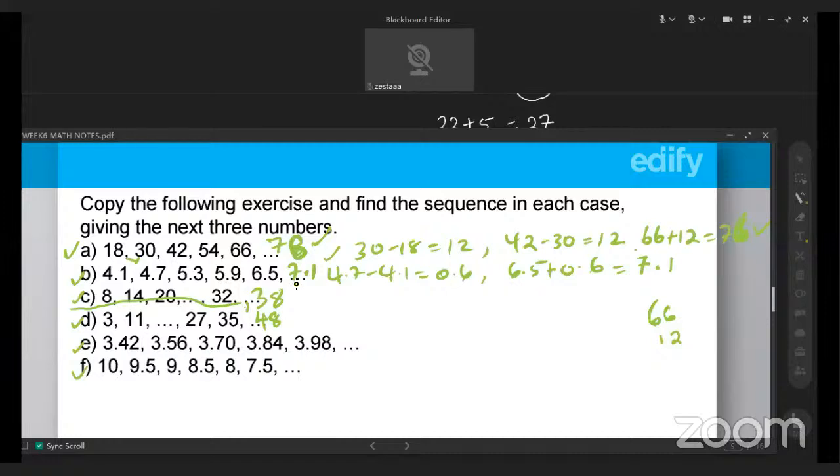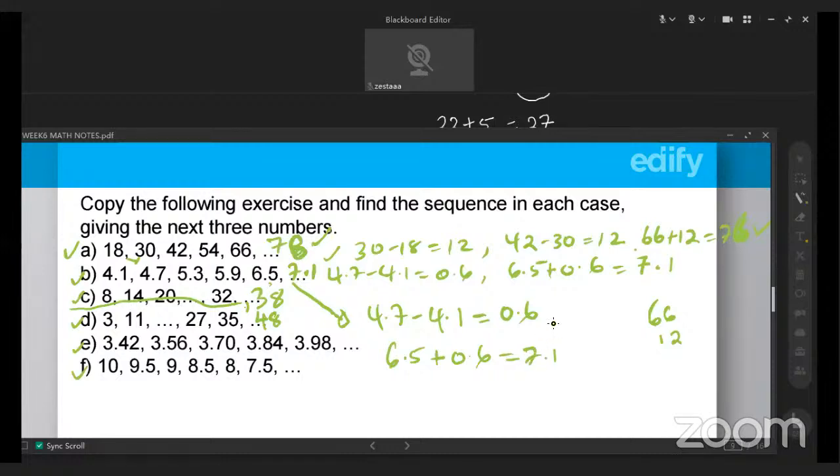And the second one, Abdul, the second one we are subtracting. The second one we said 4.7 minus 4.1, we say it is 0.6. So meaning we are adding 0.6 to this. So the final one will be 6.5 plus 0.6. So we are keeping on adding 0.6, 0.6, 0.6. And that's how we came to 7.1.